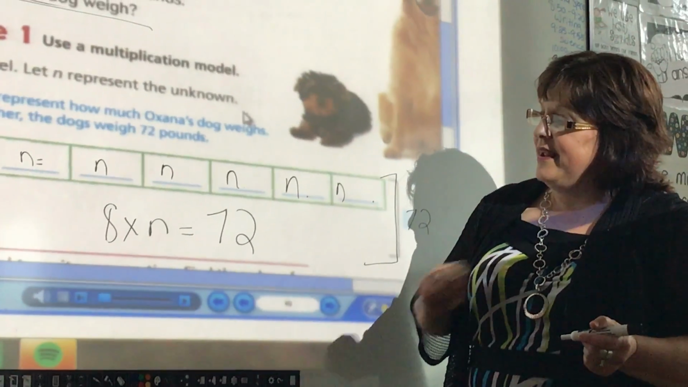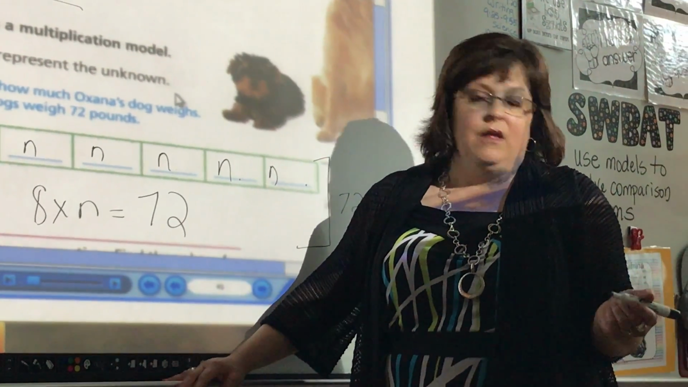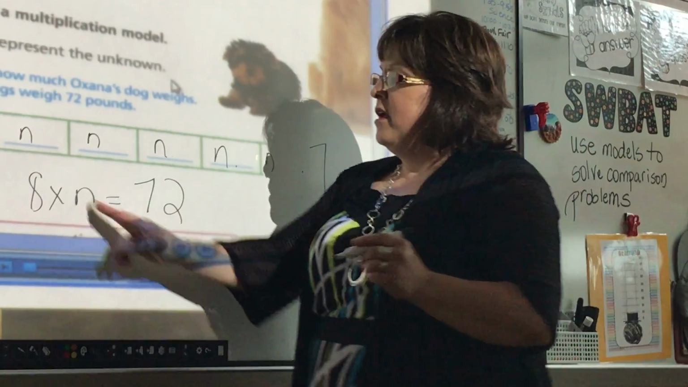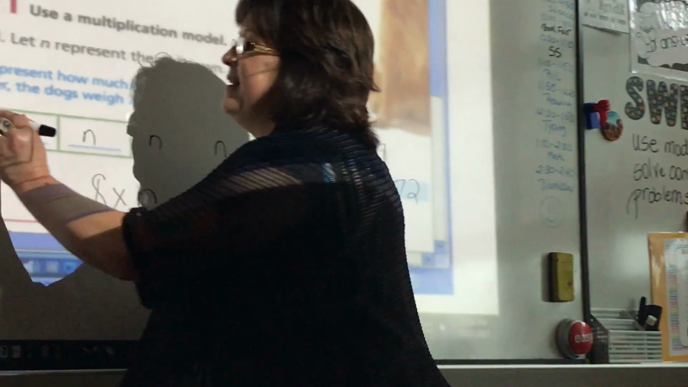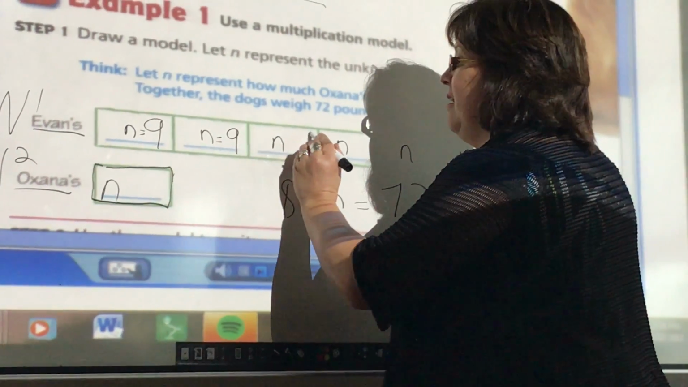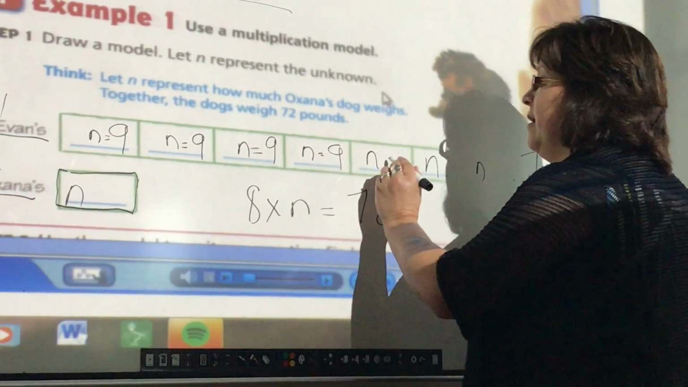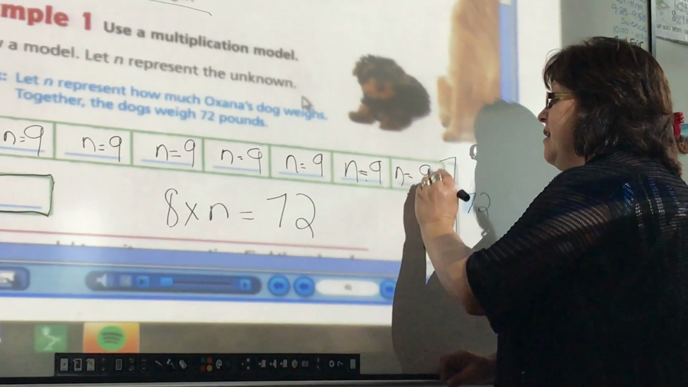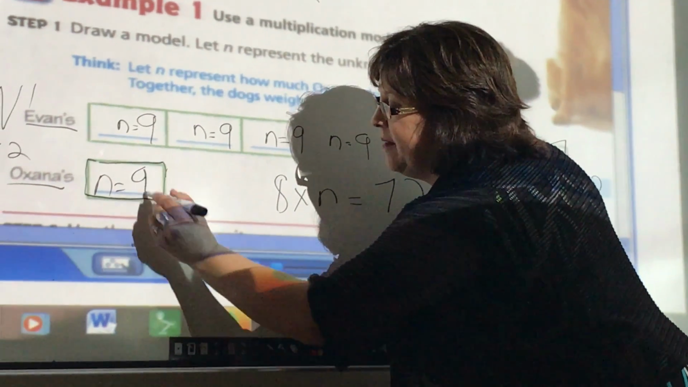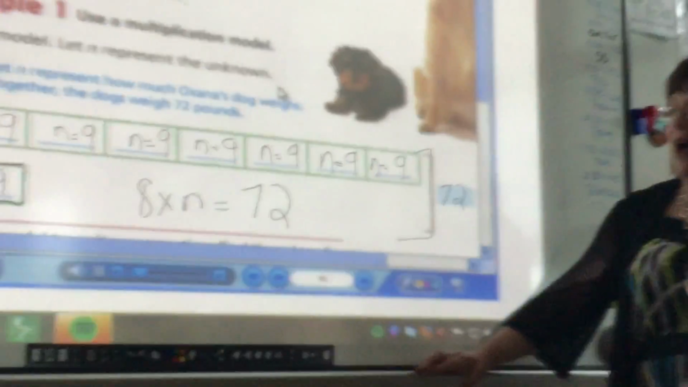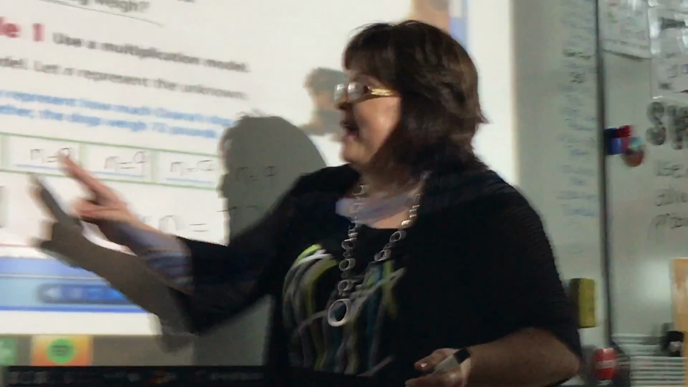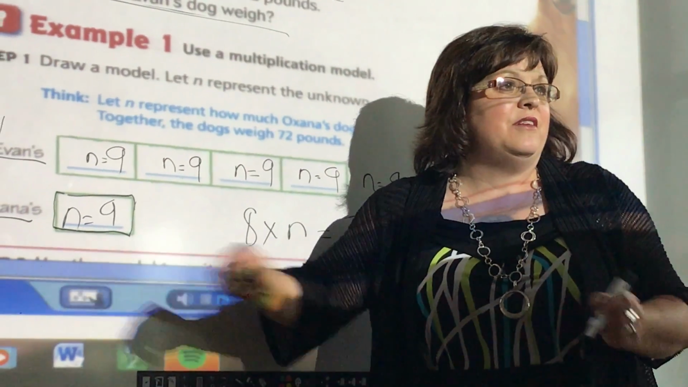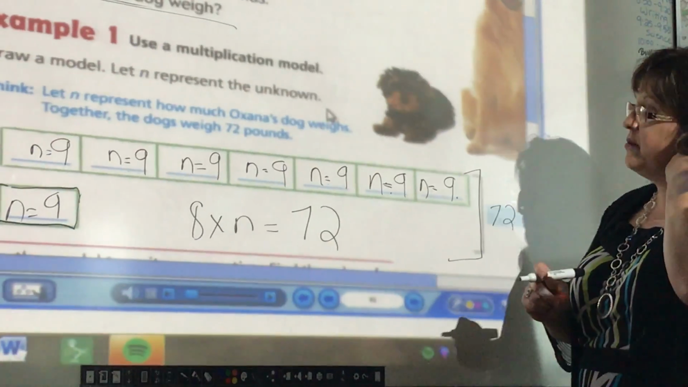So what would this n represent? If you know anything about division, which you should, and if you know anything about multiplication, which you should, you know that this number is going to be a 9. So I'm going to put a 9 in every single one of these boxes. And I'm just going to put n equals 9, okay? And we know if we count by 9s, we're going to get up to 72. 9, 18, 27, 36, 45, 54, 63, 72. That's how we know our answer is correct, okay?